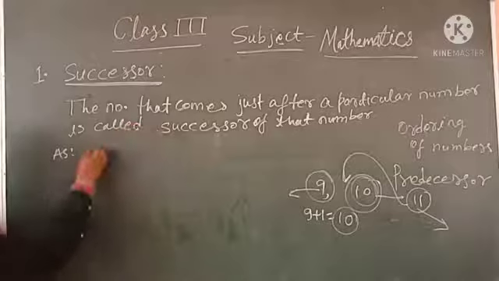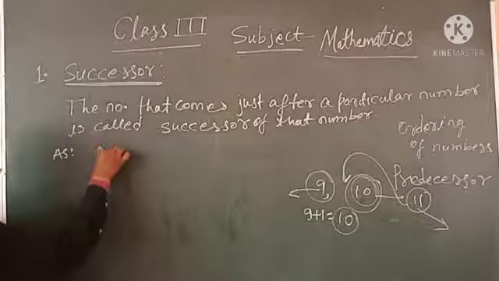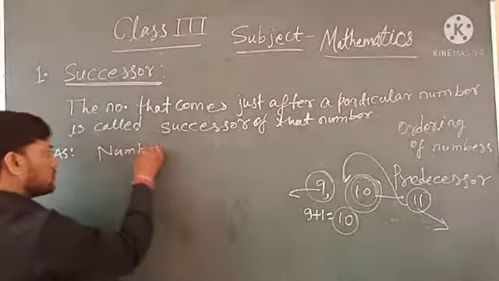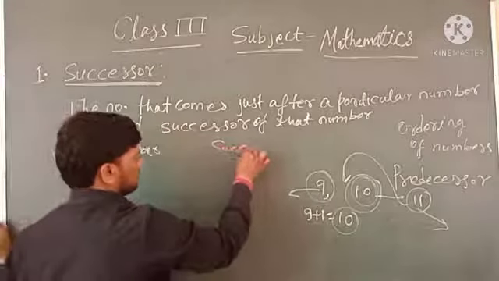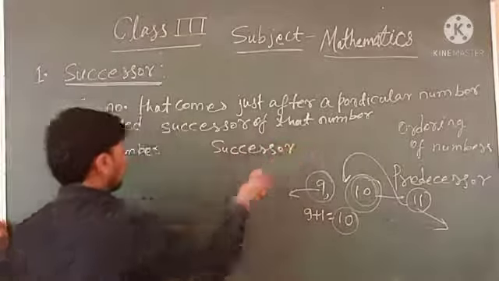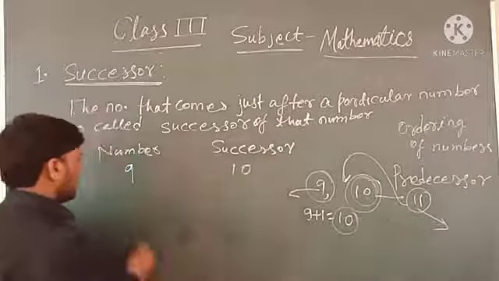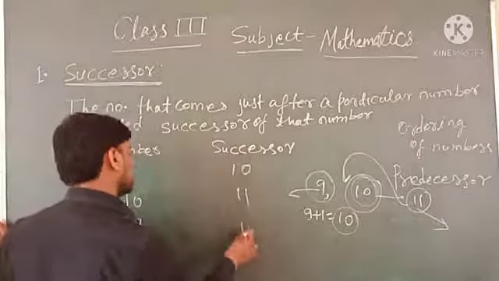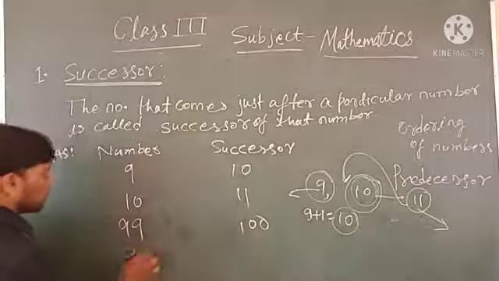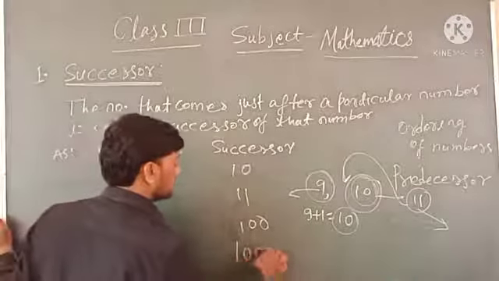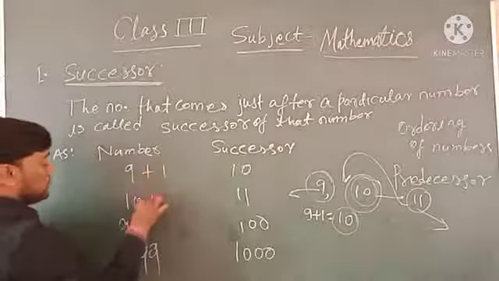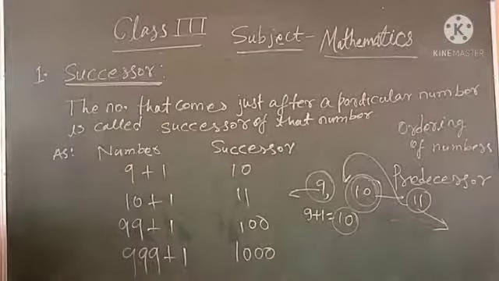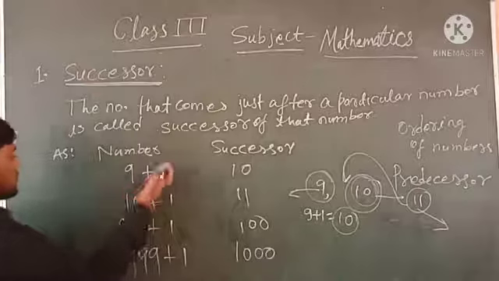As for example, successor of 9 is 10, successor of 10 is 11, successor of 99 is 100, successor of 999 is 1000. 9 plus 1, 10 plus 1, 99 plus 1, 999 plus 1. To find the successor we add 1.